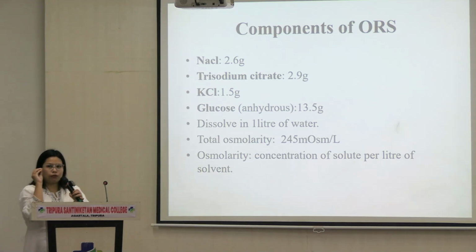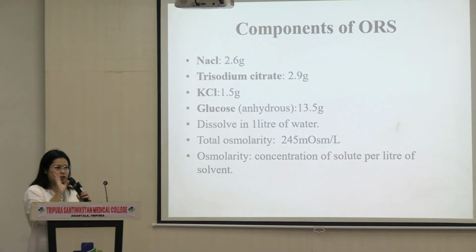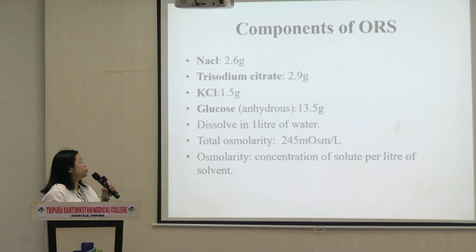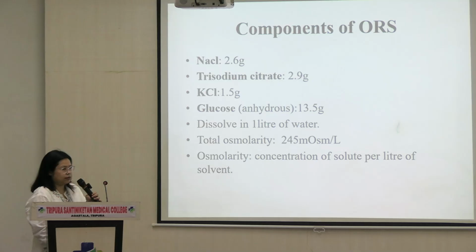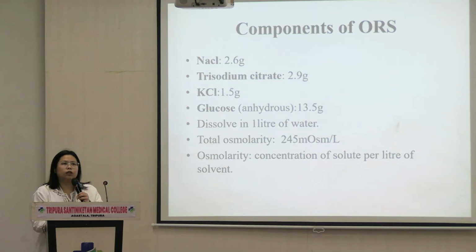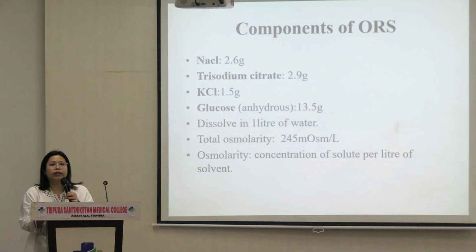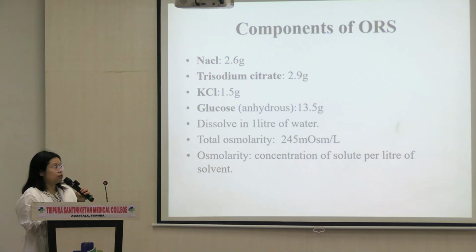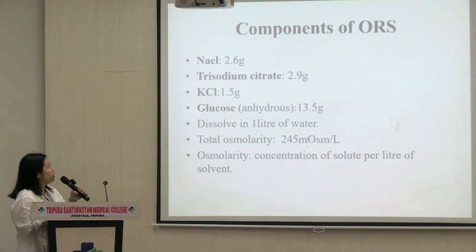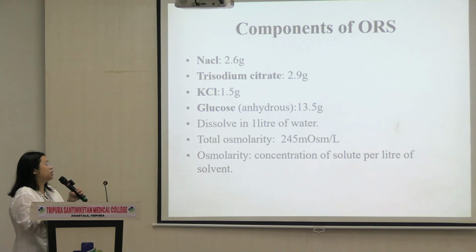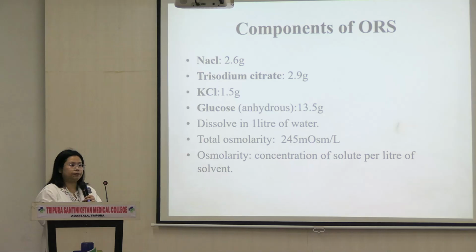Sugar is not given directly as sugar, and salt is not given directly in the form of salt. We have 2.6 gram of sodium chloride. Then we have trisodium citrate 2.9 gram. In the older generation of ORS, bicarbonate was given; now this is removed. Then KCl or potassium chloride 1.5 gram, glucose 13.5 grams, and we have to dissolve the whole thing in 1 liter of water.